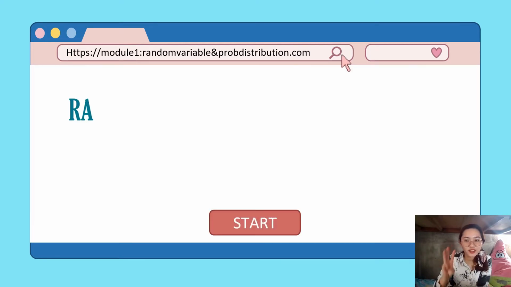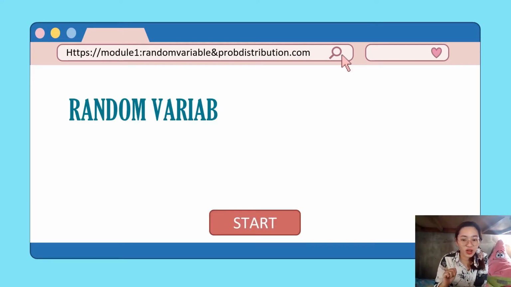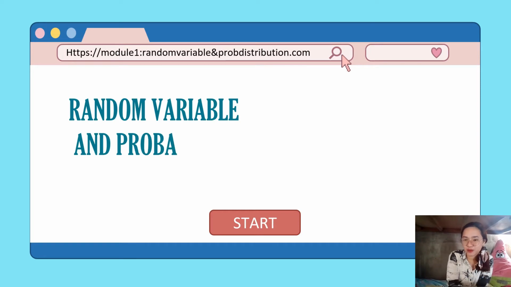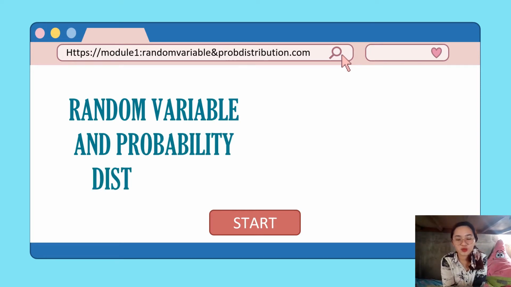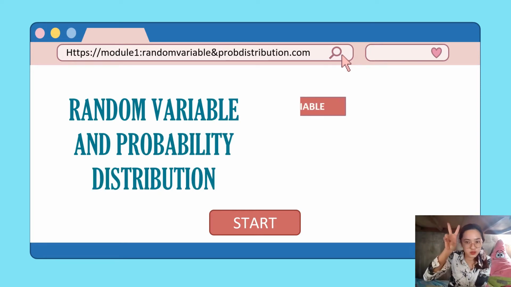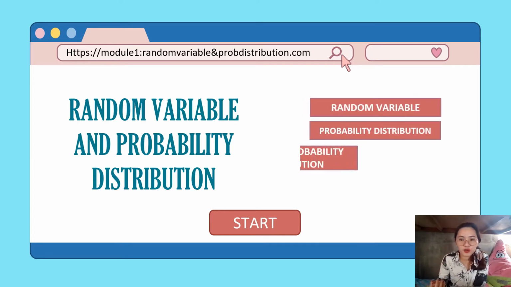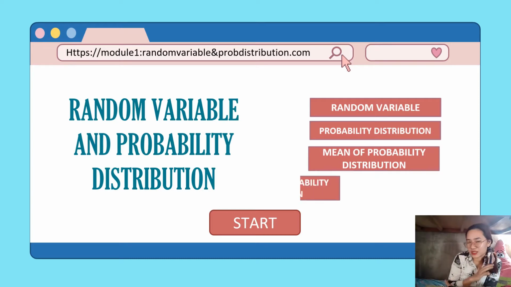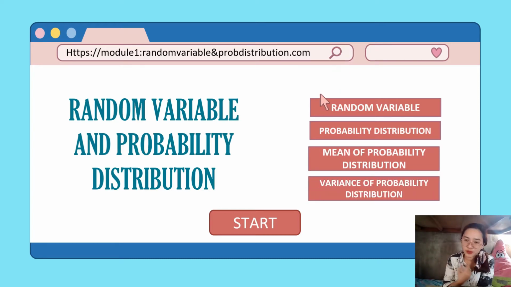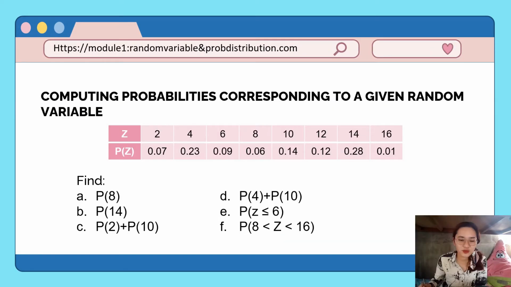This is the third video of Module 1, Random Variable and Probability Distribution. And this will be the Probability Distribution lesson part 2. So today we will learn about the basic concepts on how we can apply probability distribution in interpreting data. Alright, so before we begin, let's try this activity.